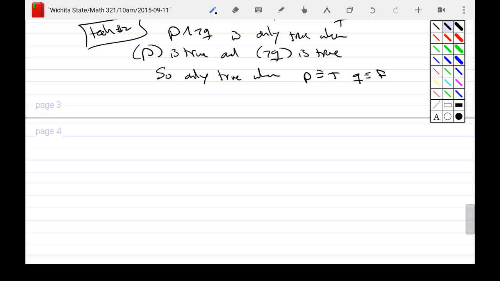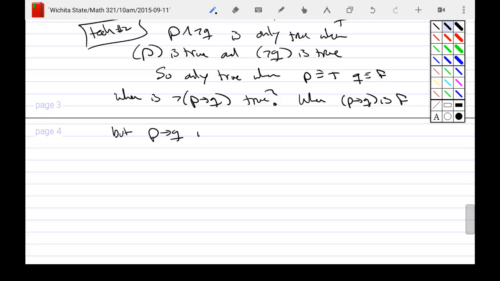Okay, that's the right side. What about when is not P implies Q true? When does that happen? When P implies Q is false. But when's the only time implication is false? Only when P is true, Q is false. Hey, look, it's only true under those conditions.